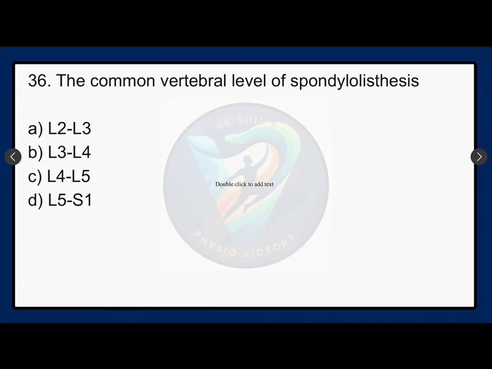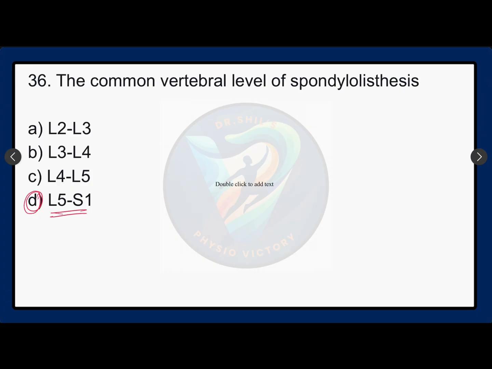Next question, question number 36. The common vertebral level of spondylolisthesis. Option A, L2, L3. Option B, L3, L4. Option C, L4, L5. And option D, L5, S1. Here, the correct answer is L5, S1.